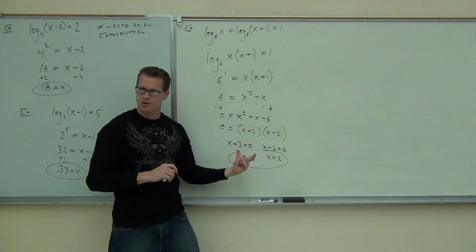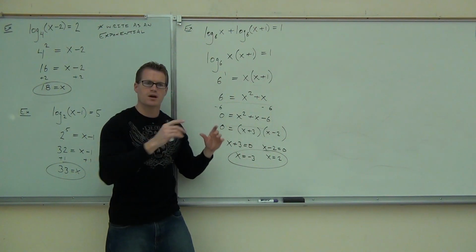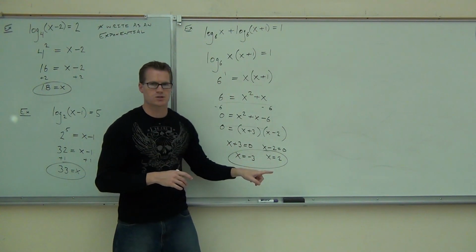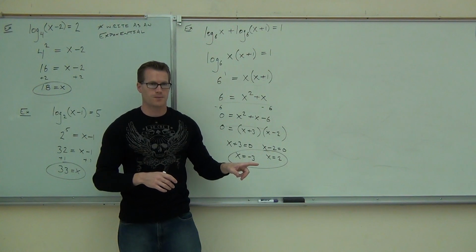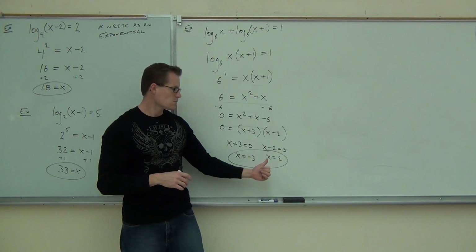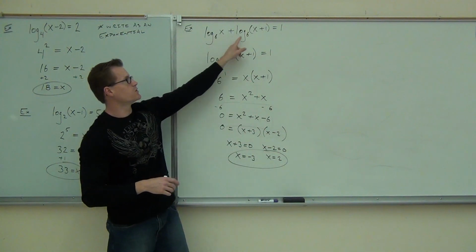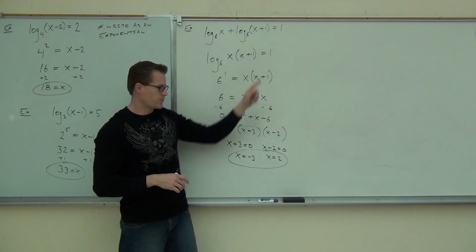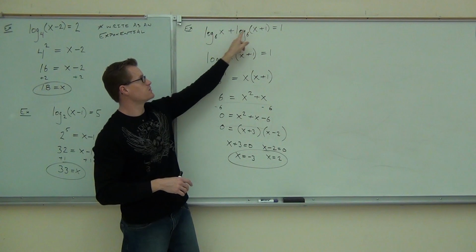Set each one equal to 0. We get, by the zero product property, solve each one down. We get negative 3 and we get 2. So far so good? Now, this is an important piece for you. Plug these numbers in. If you plug in 2, you get 2 and you get 3. If you plug in negative 3, you get negative 3 and you get negative 2.